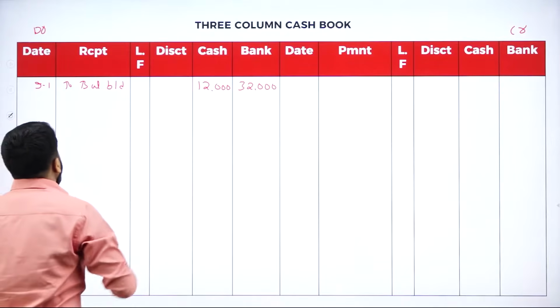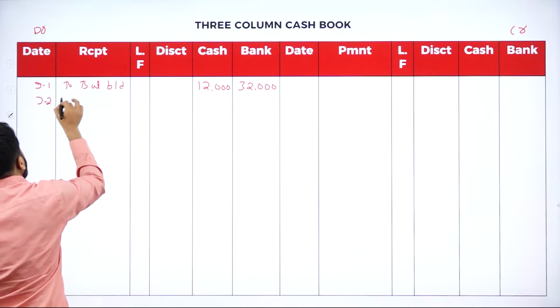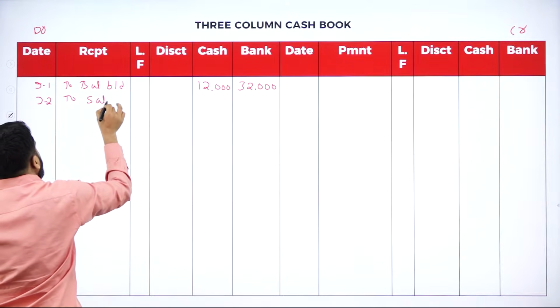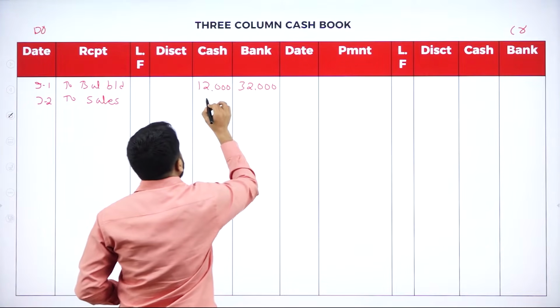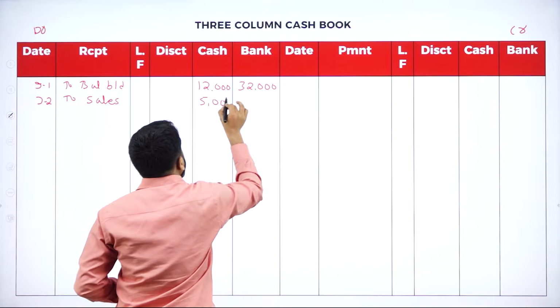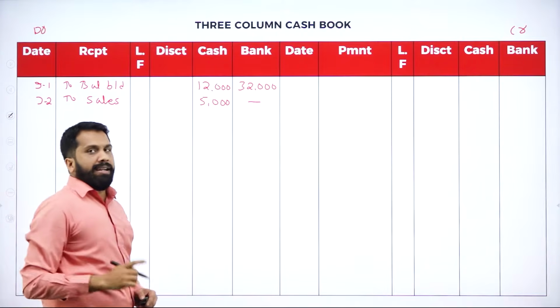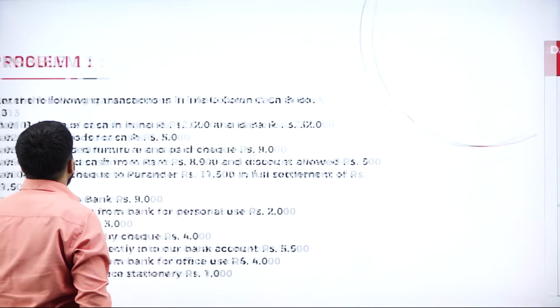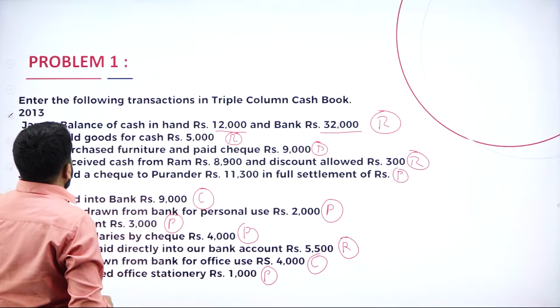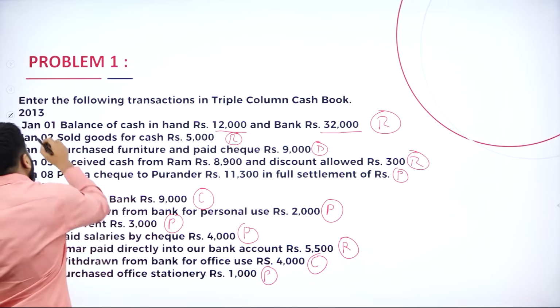Now, January 2nd, to sales, 5,000. This is done. I'll go for the next one. After this, what is the next one? Next one, this is done.